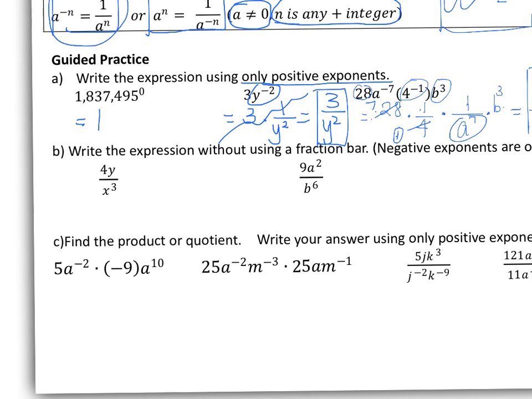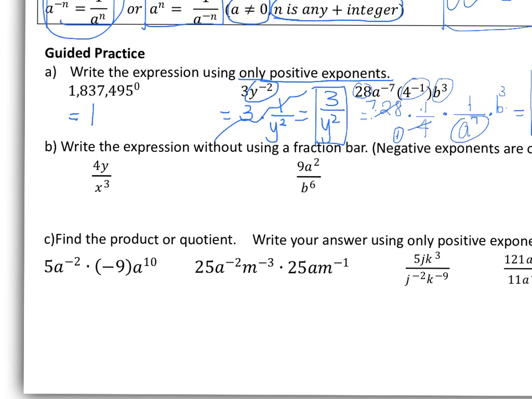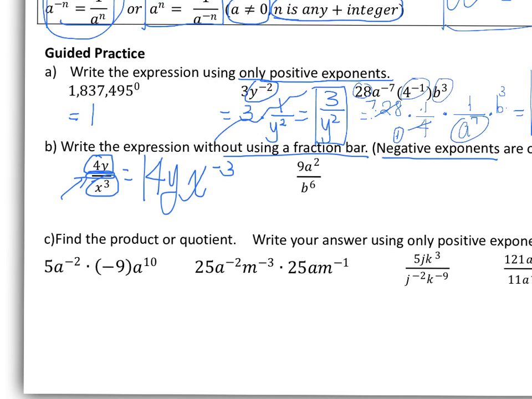Okay, part B, we are to write the expression without using a fraction bar. Therefore, our answer will have negative exponents. So, as you can see here, for y, we don't have to do anything to the numerator. We need to take care of the denominator, because we need to get rid of the fraction bar. This is the fraction bar, okay? So, if we bring x to the 3rd power to the top, the power becomes negative. And we have our answer right here.